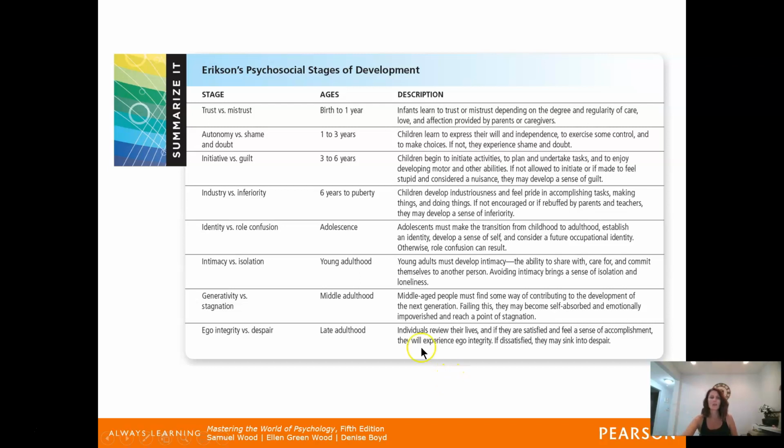Generativity versus stagnation. This is middle adulthood. These two usually get confused, so make sure you write these in correct order. So this one is middle adulthood.